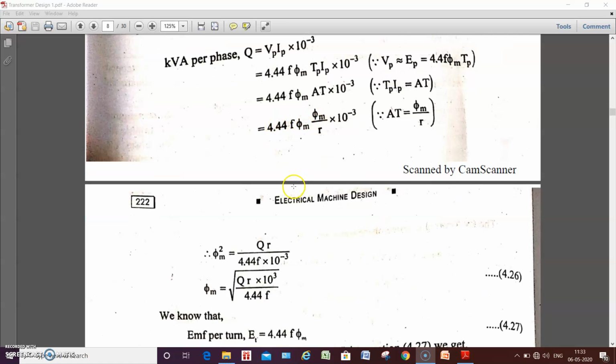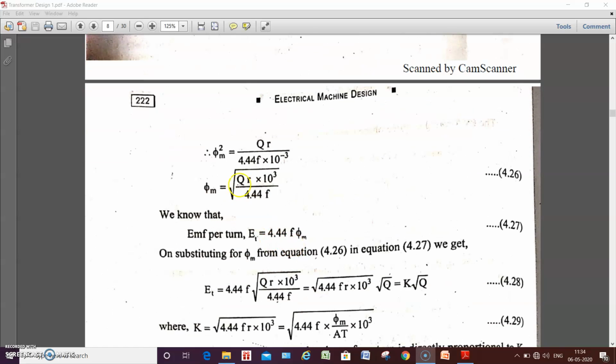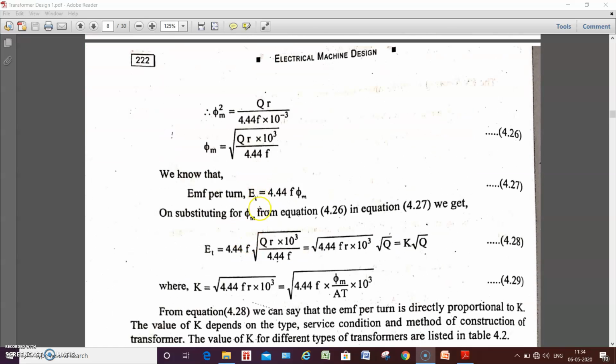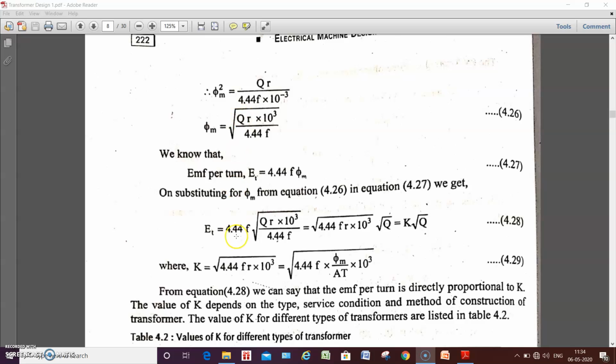So that it will become phi m square. So you are taking out this phi m square, so that it will become Q into r divided by these factors. So phi m you are getting this particular value. So you know this EMF per turn is 4.44 f into phi m. Okay. So for phi m, you are substituting from this equation, 4.44 f into phi m in terms of these loadings. Okay. So it is Q r into 10 to the power 3 divided by this particular value, so square root of.